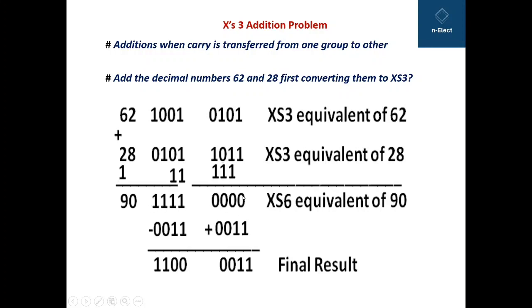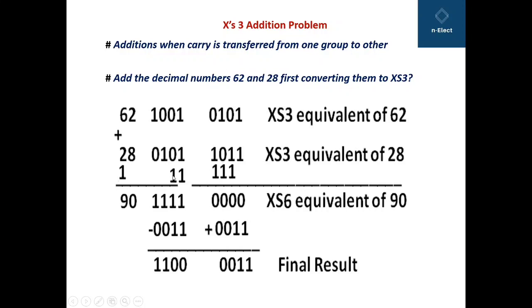Now whatever result you are getting, that is actually the excess 6 code of 90. So in order to get the result in excess 3, you have to subtract 3 from both sides. But the condition here is that the carry is transferred from this group to this group.